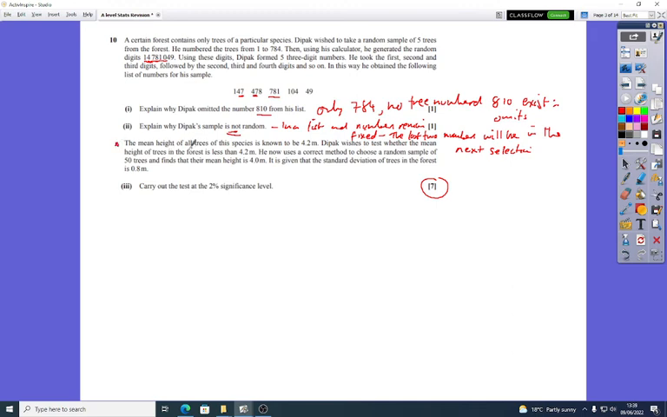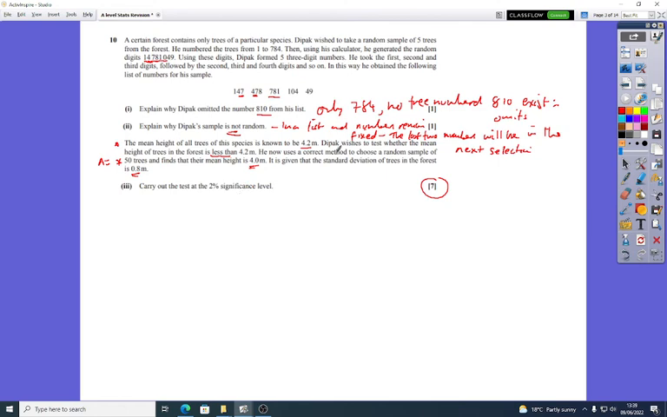So here we go. The mean height of all trees of this species is 4.2. DPAT wishes to test whether the mean height of the trees in the forest is less than that. Okay, so I'm going to underline that, less than that. That's what he wants to test. He now uses a correct method of random selection for 50 trees, so that's going to be a sample of 50, and the mean is 4 from those 50 samples. It is given that the standard deviation of the forest is that. Carry out the test at 2% significance level.